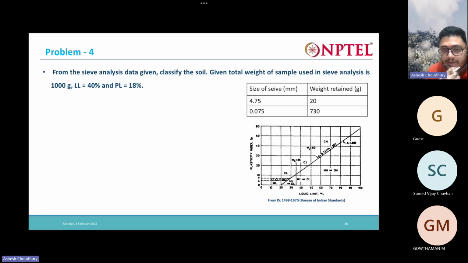First tell me whether this soil is a coarse grained soil or a fine grained soil. Tell me whether the soil is a coarse grained soil or a fine grained soil.